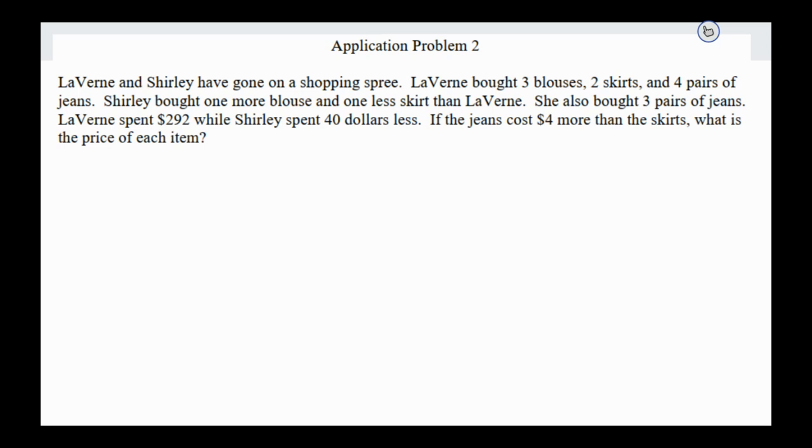Here we have the next one. Laverne and Shirley have gone on a shopping spree. Laverne bought 3 blouses, 2 skirts, and 4 pairs of jeans. Shirley bought 1 more blouse and 1 less skirt than Laverne. She also bought 3 pairs of jeans. Laverne spent $292 while Shirley spent $40 less. If the jeans cost $4 more than the skirts, what is the price of each item?